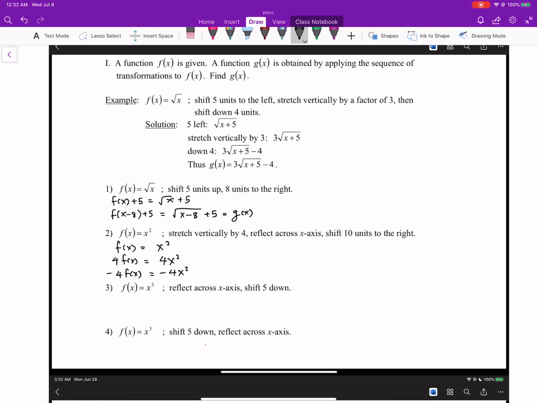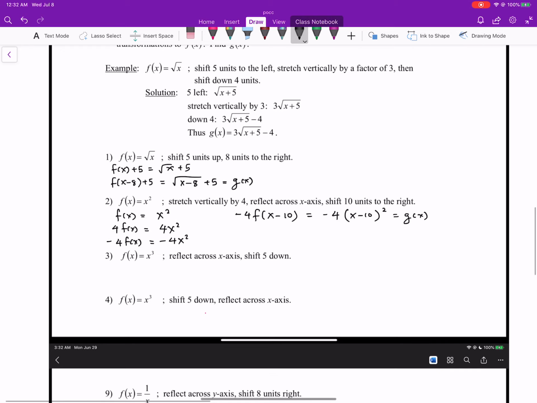And then shift 10 units to the right, meaning that I'm doing negative 4 f of x minus 10, which will mean that I have negative 4. And then what happens over here is that the input was x, but now the input has changed. The input is x minus 10. So I take the x away from the original function, and then I replace it with what? x minus 10 squared. So that becomes what g of x is supposed to look like.